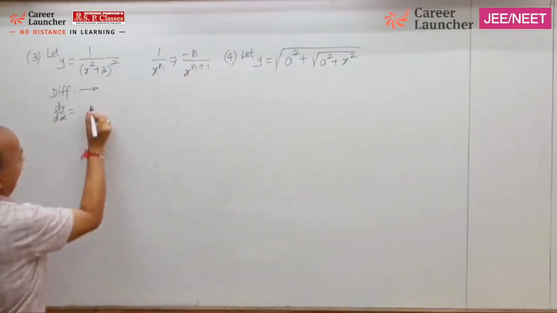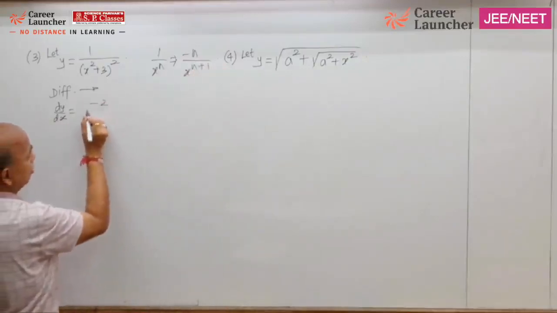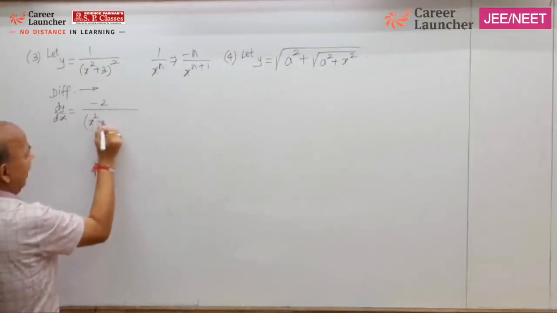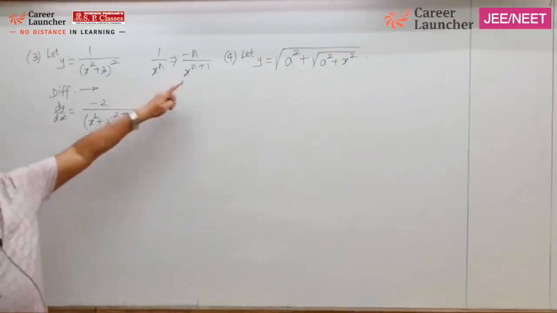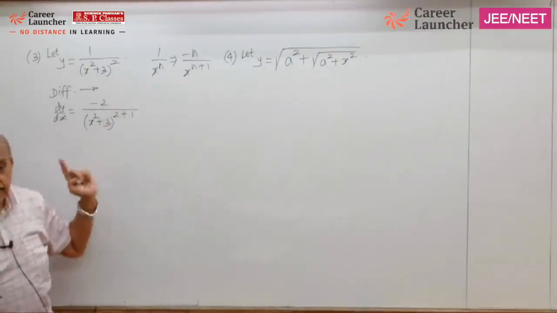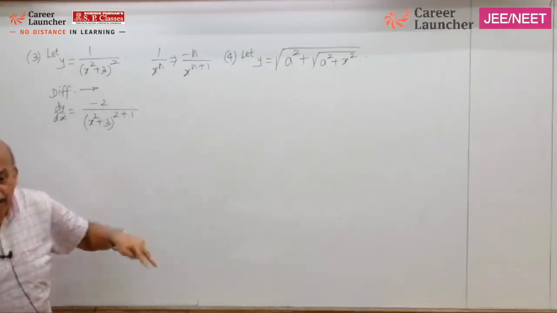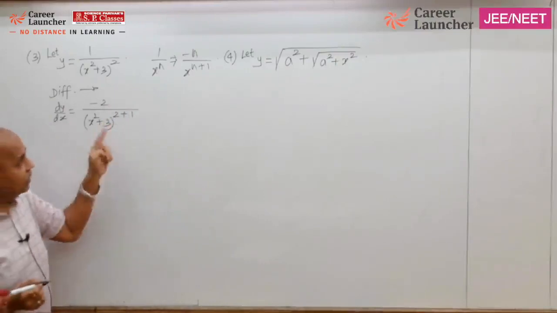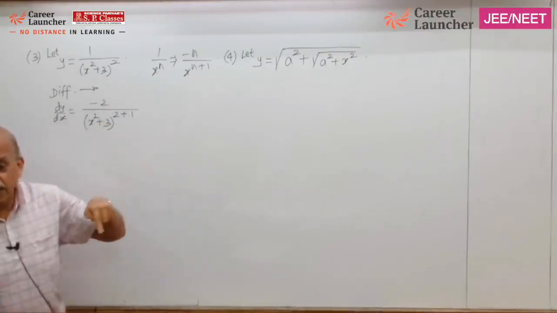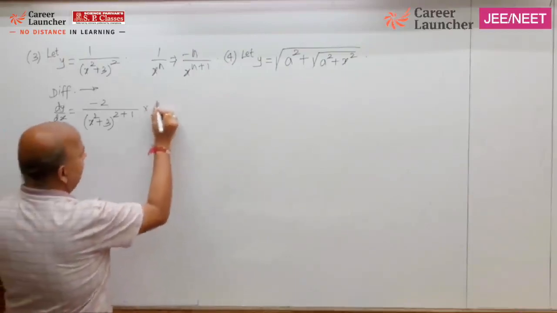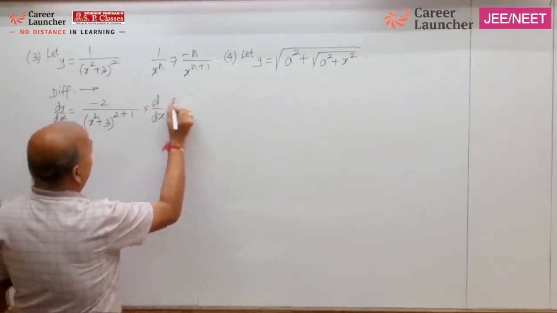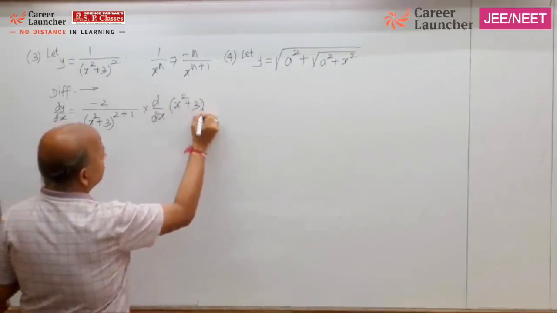So tell me what to write here. Come on, come on. Minus 2 upon x square plus 3 raised to 2 plus 1. Use the standard formula as it is, replacing x by the composite part, and further multiply by the derivative of the composite part. So simple it is.